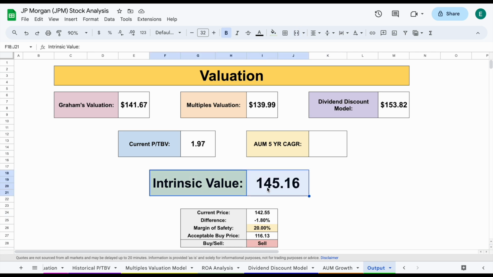At the current price, I don't plan on adding more shares to my portfolio. I'd love to see a little bit more of a pullback because it looks like it's trading right at fair value right now. But there you go. There's a quick analysis on JP Morgan.